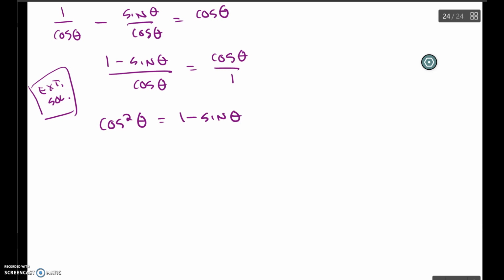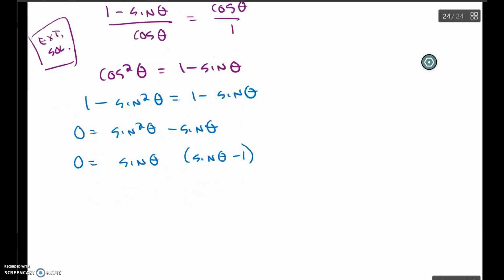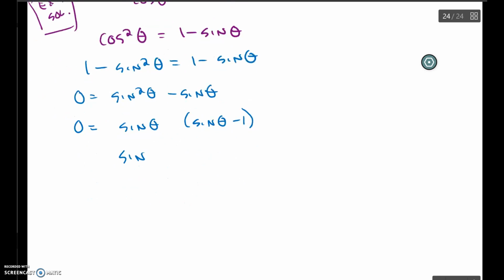All right, we'll plug in the sine here. 1 minus sine squared theta equals 1 minus sine theta. I'm going to collect things on the right. So 0 equals, the 1's go away, sine squared theta minus sine theta. Factor out the sine. So set this one equal to 0. Set this one equal to 0.